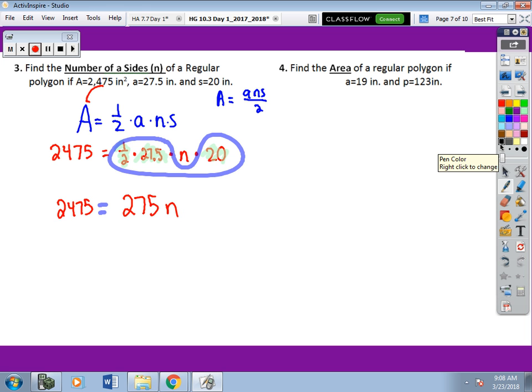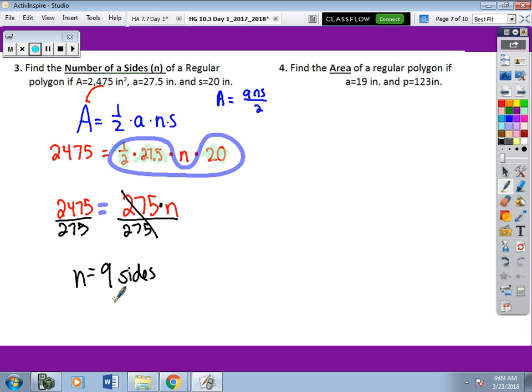Now we use inverse operations. We'll undo multiplication with division, and we should get 9. This would not be inches. This would be the number of sides. So this would be 9 sides, or you could also call it a nonagon.